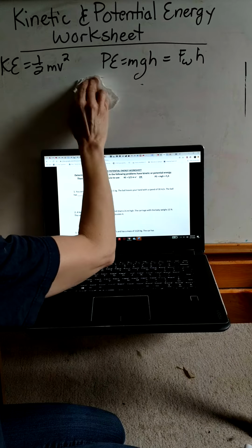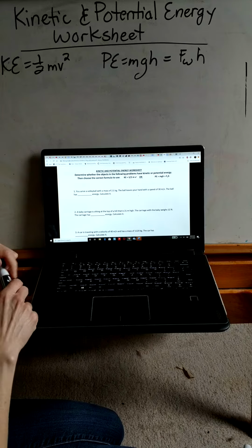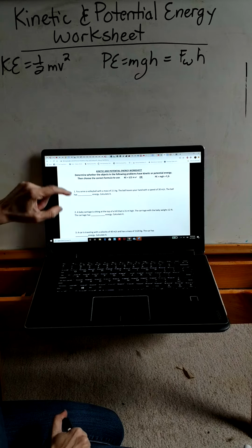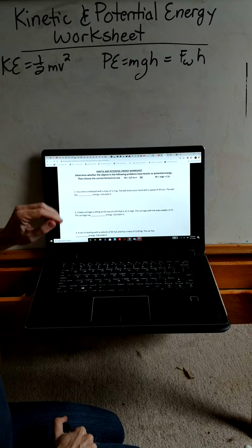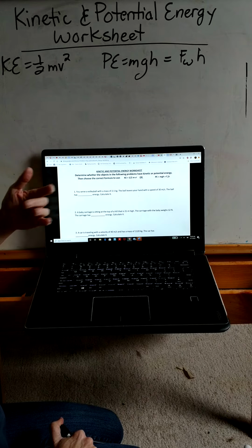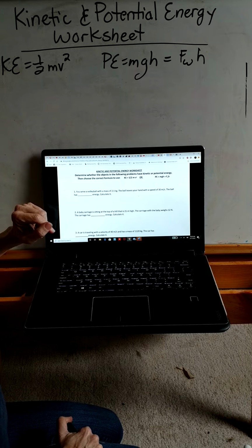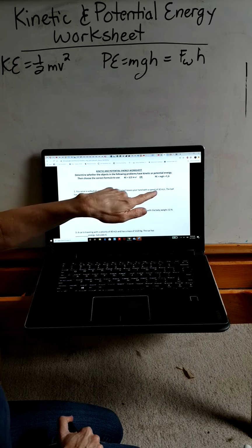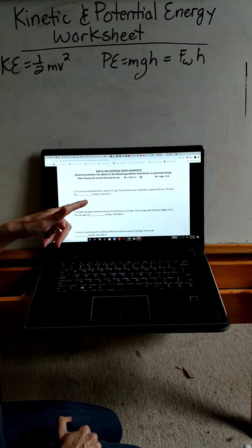So let's take a look at some of these problems. I'm looking at number 1. You serve a volleyball with a mass of 2.1 kilograms. For anybody who doesn't play volleyball, that means you hit the volleyball, so you're making it move. The ball leaves your hand with a speed of 30 meters per second. The ball has blank energy.